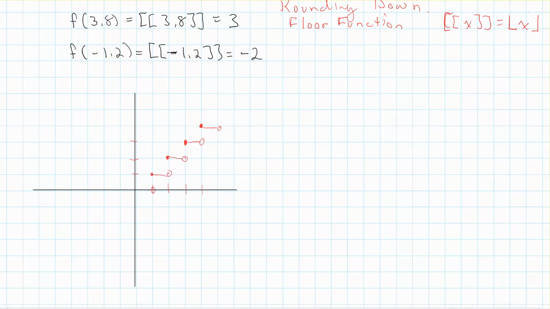And so now just continuing this pattern, we can fill in the rest of the graph here. And so on and so on. And you can clearly see here with the negative numbers why -1.2, which would be right about there, rounds down to -2. Alright, so let's look at domain and range here. So the domain is all real numbers. The range now is not all real numbers, but it's all integers.